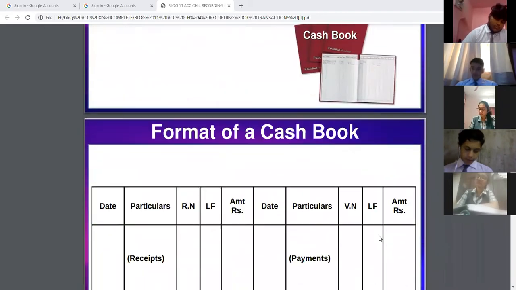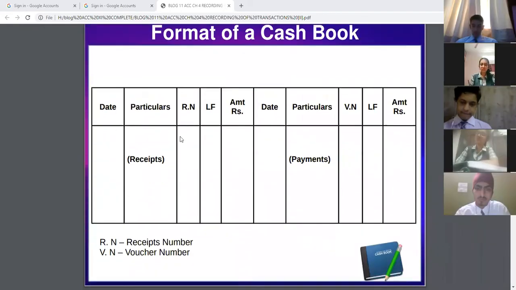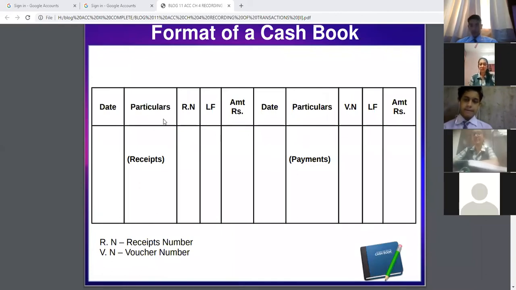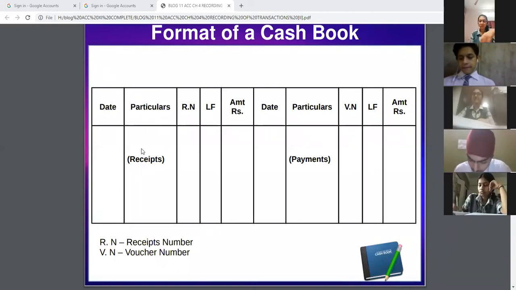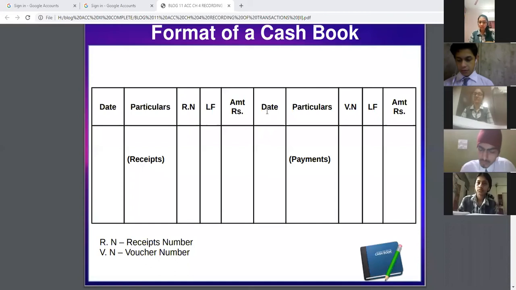Now next. This is the format of the cash book, and on both sides you can note down the voucher number. RN is also known as receipt number, so we can say voucher number. Date, particulars. This side is the debit side. Debit side is for receipts. Voucher number, LF, amount. This side is the credit side. Date, payment, voucher number, LF, amount.